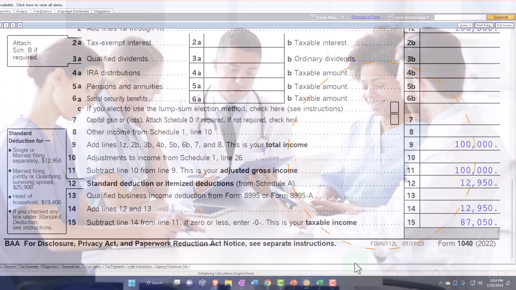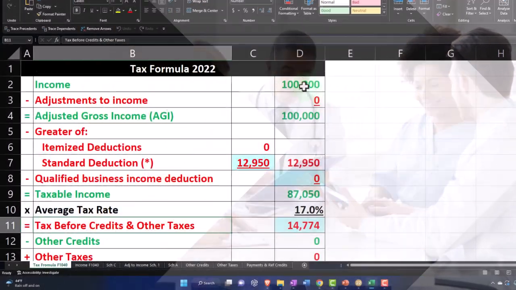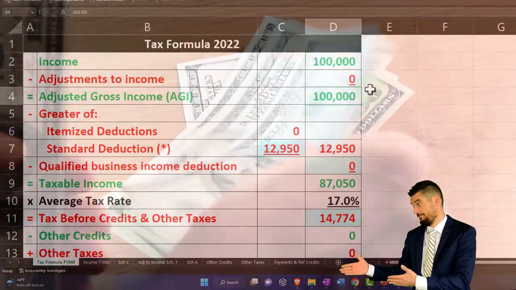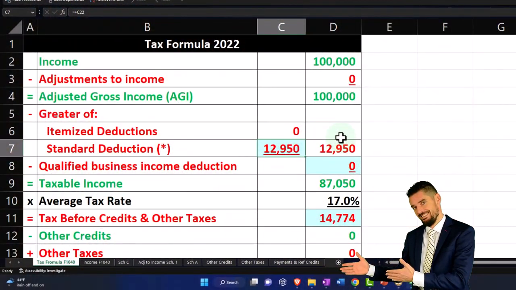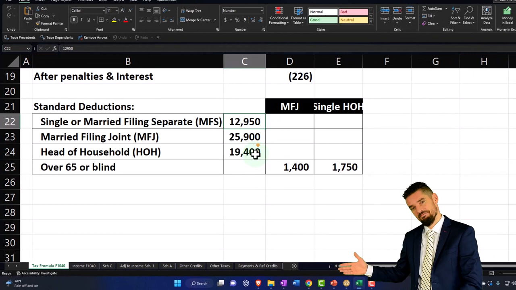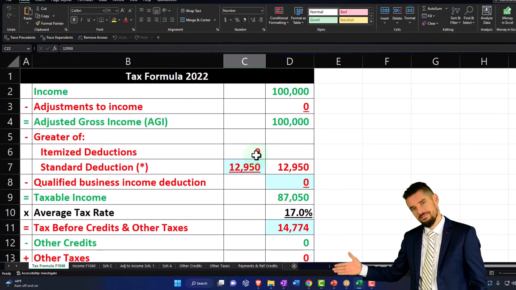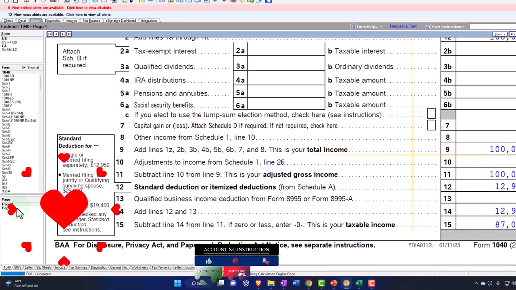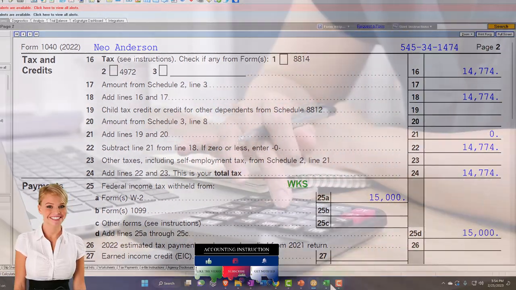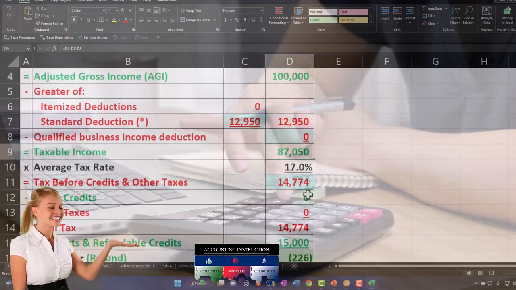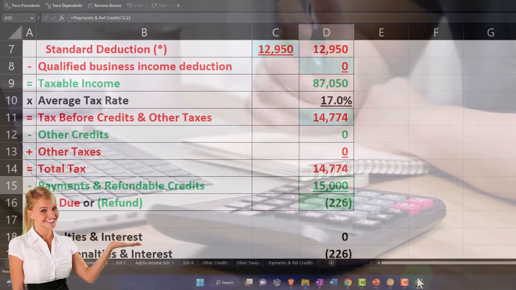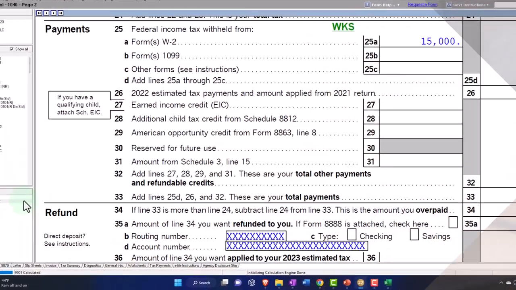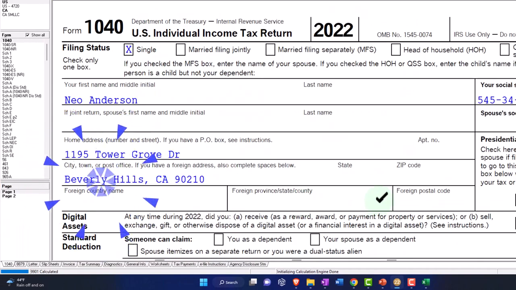Here's the $12,950. I could double check that on my little worksheet in Excel, where I put $100,000 in for the W-2 wages, pulling in here, no above the line items, and then the standard deduction is the $12,950. There's the $12,950 in our table, it being pulled from there, and that's gonna give us then our $8,750. There's our $8,750. I depend on the tax software to do the calculation of the $14,774, and there's the $14,774, and then we had the tax payment of the $15,000 getting us to the $22,600. We're mainly focused here on the first half though, which is just the calculation of the income tax.